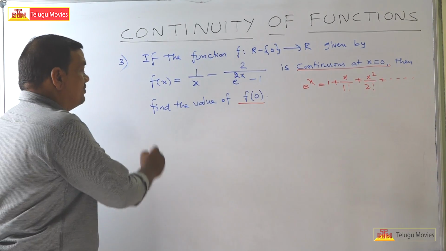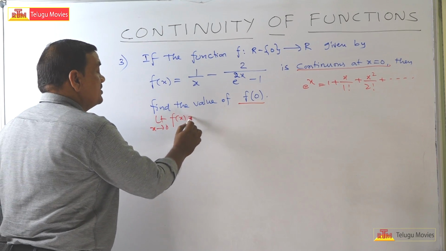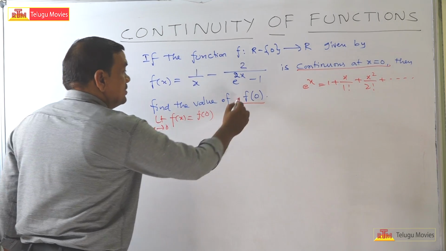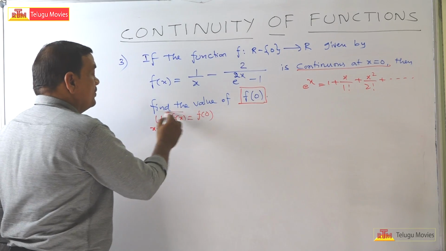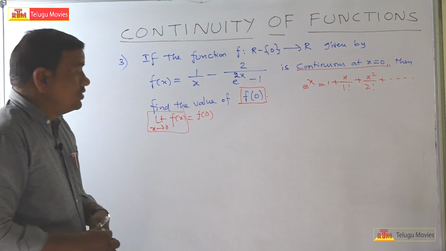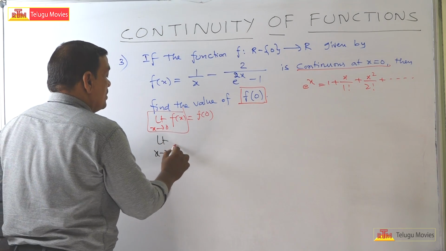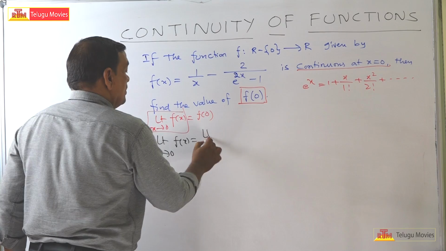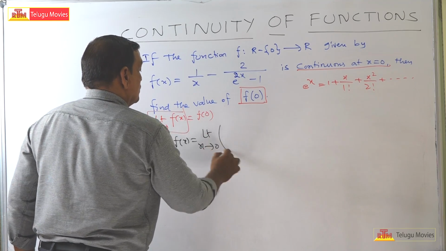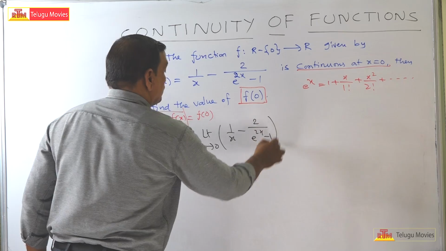That means it is continuous. x equal to 0 means what? Limit x tends to 0, f of x is equal to f of 0. That means if you want to find out f of 0, it is enough if you find out limit x tends to 0, f of x. So let us find out limit x tends to 0, f of x, which is equal to limit x tends to 0 of 1 by x minus 2 times e power 2x minus 1.